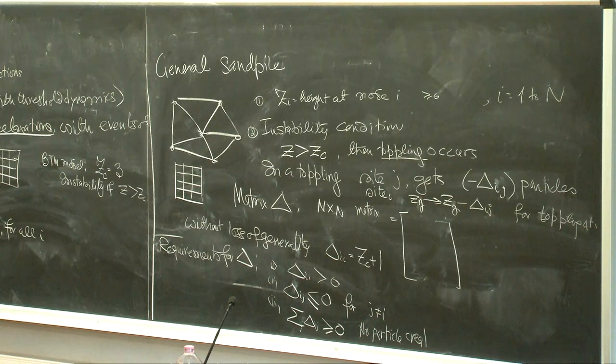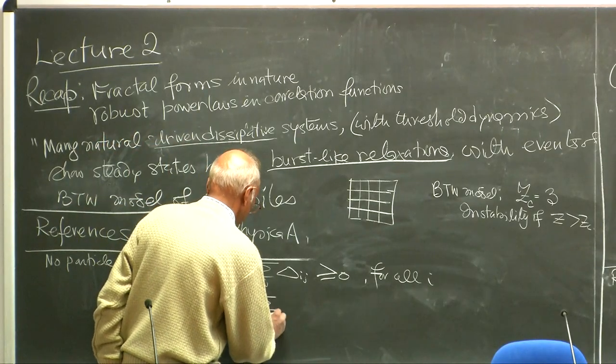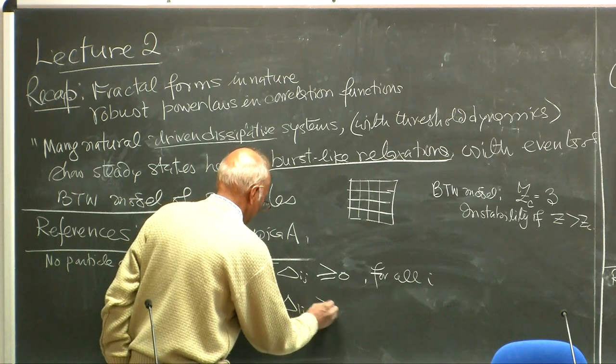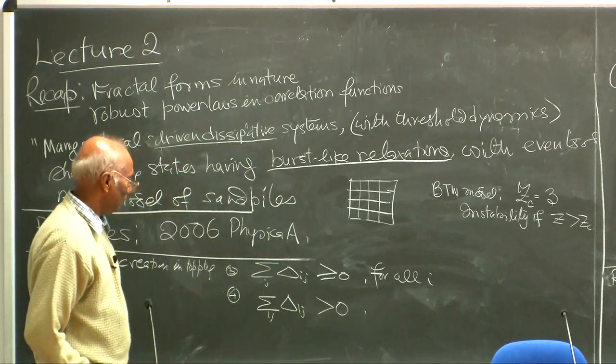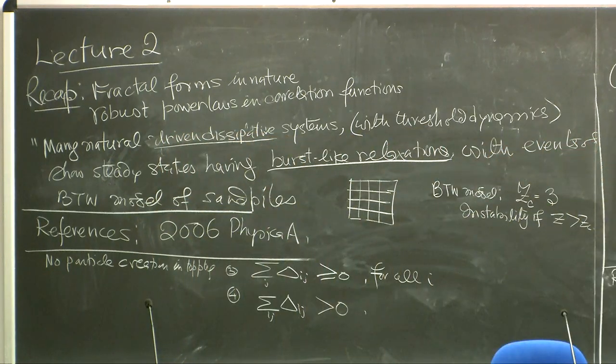This is the third condition. And we actually need one more condition, which is that the summation over i and j of delta ij is strictly greater than 0. So, on each side, there may not be any loss of particles, but eventually there should be a loss of particles somewhere. Otherwise, I keep on adding particles and there is no way they can leave. Then the number of particles will keep on increasing and there won't be any steady state. So, this is an obvious condition for the requirement of a steady state.